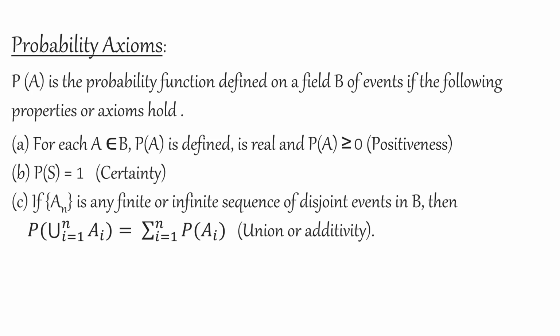And we have some important axioms for probability. Probability of A is a probability function defined on a field B of events if the following properties or axioms hold. These three are the axioms which are very, very important. Probability of A is defined, A is an element of B, and this should be real valued. And the probability of any event should always be greater than or equal to 0, and less than or equal to 1.